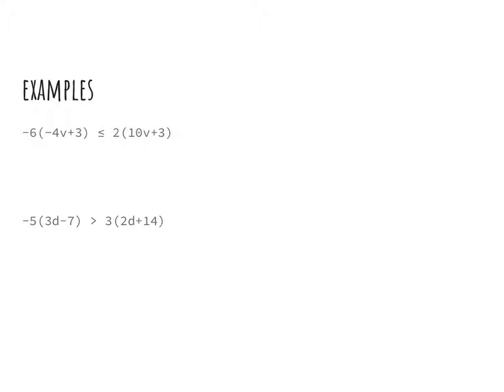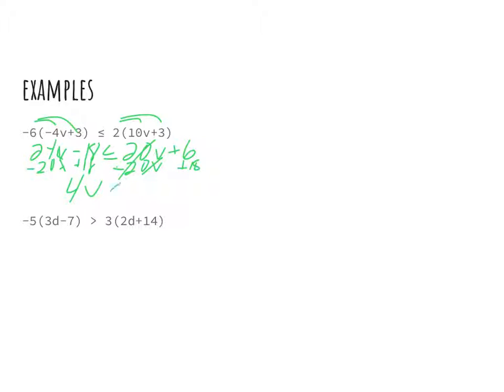Next one, I've got negative 6 times (negative 4v plus 3), less than or equal to 2 times (10v plus 3). So I want to distribute. I get a positive 24v minus 18, less than or equal to 20v plus 6. Subtract the 20v over to the other side, add the 18, and we get 4v is less than or equal to 24. Divide both sides by 4, and I get v is less than or equal to 6.